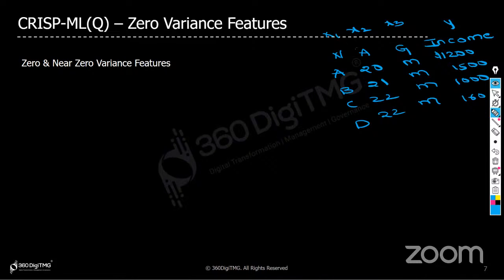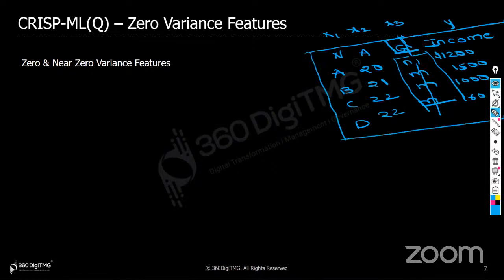Now, if you are analyzing this data, you can observe that all the values present in this gender column are the same. There are no different categories present here. So I can analyze the data without this column also, because it is not of much use when all the values are the same. So you can go for removing that column having the same value. That is nothing but zero variance features.